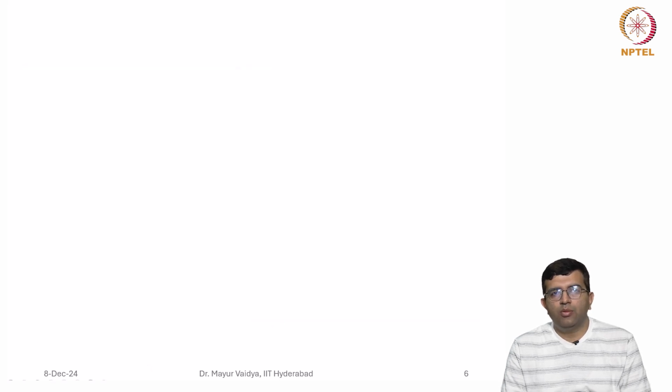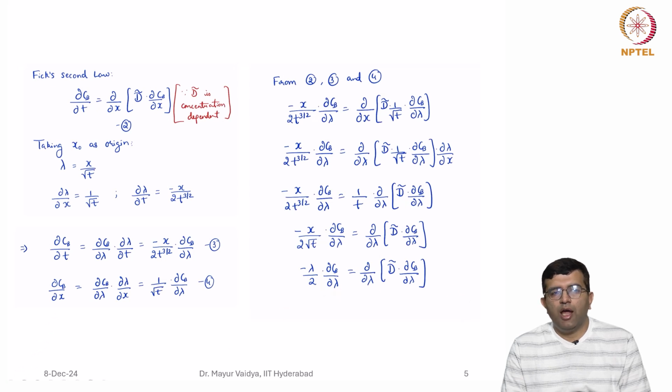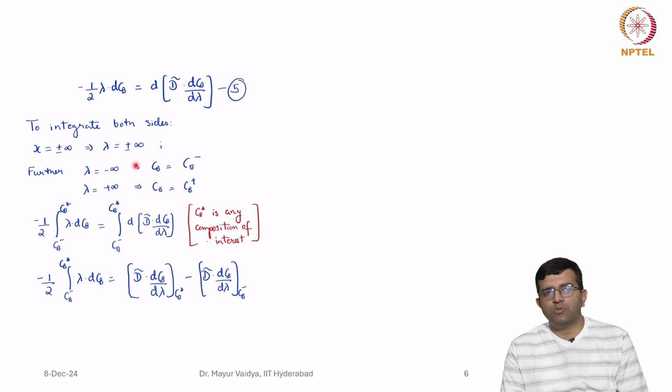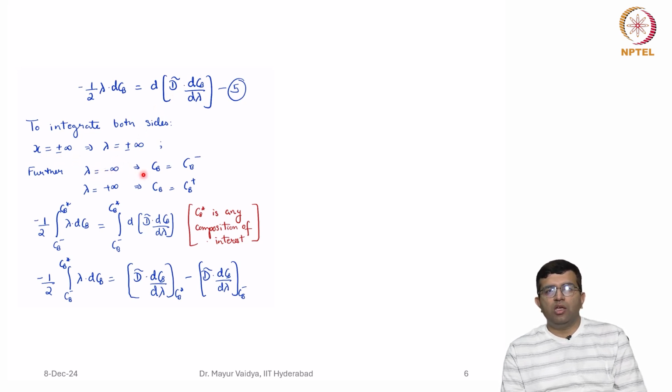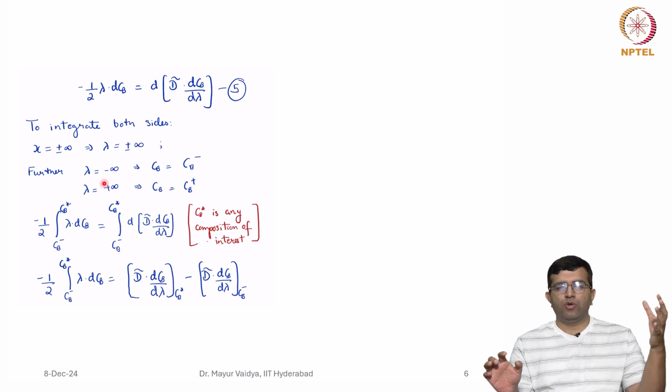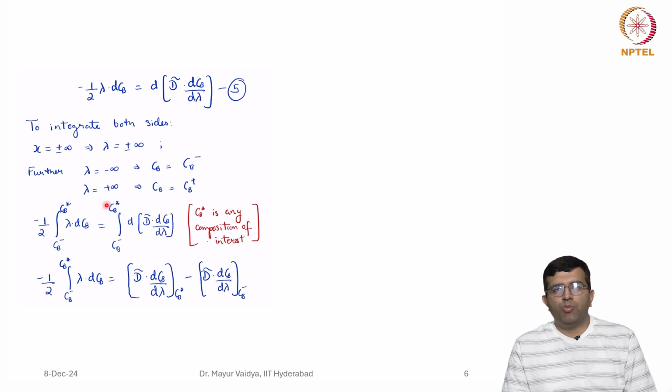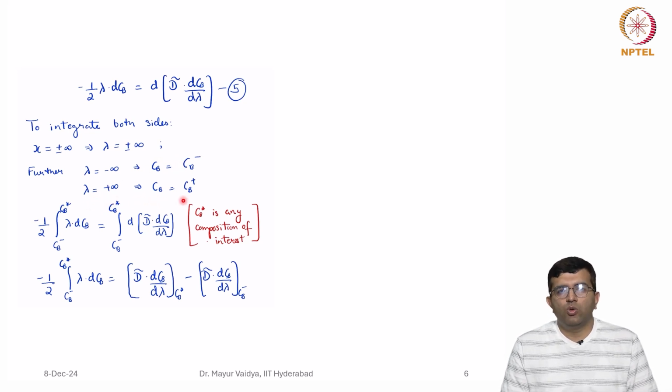Now I can multiply both sides by dλ, and what I get is minus 1 by 2 lambda dCb is equal to d of D tilde into dCb by dλ. Remember this is a differential. Now, when I want to integrate both the sides, remember that when x is equal to plus minus infinity, lambda is also equal to plus minus infinity. When lambda is minus infinity, that means one side of the couple, then Cb is equal to Cb minus. When lambda is equal to plus infinity, then Cb is equal to Cb plus.